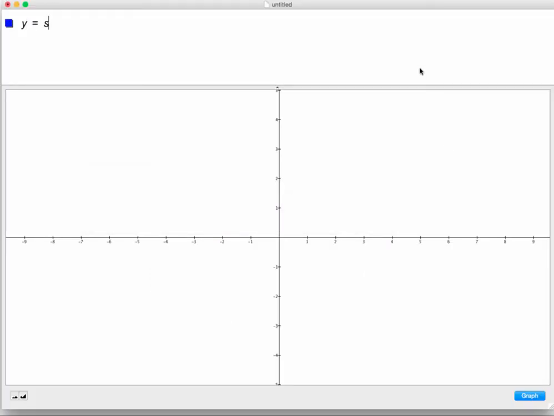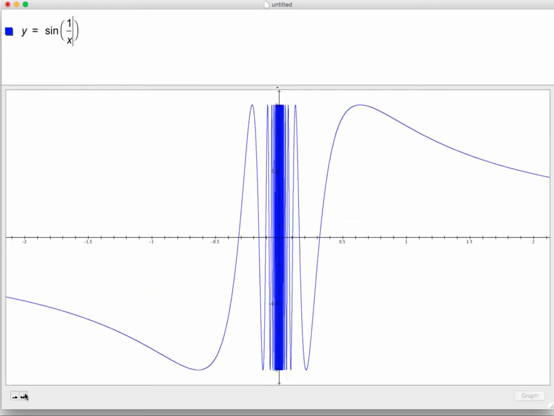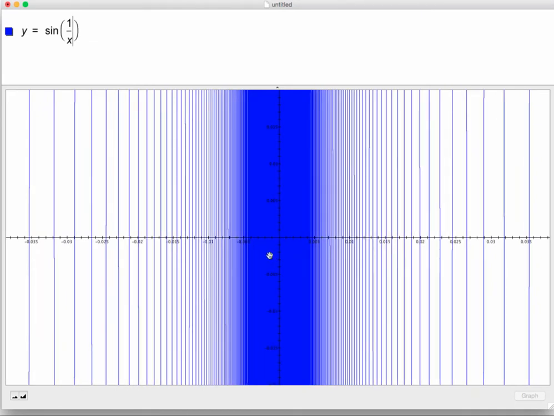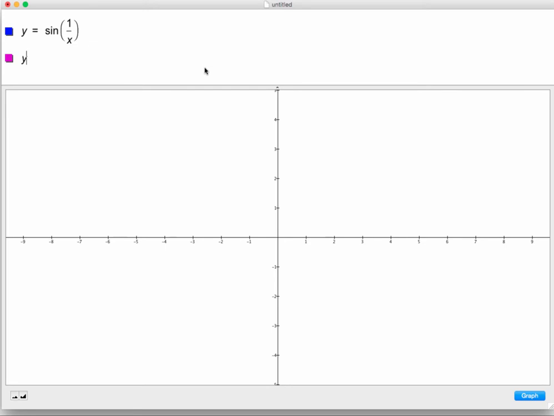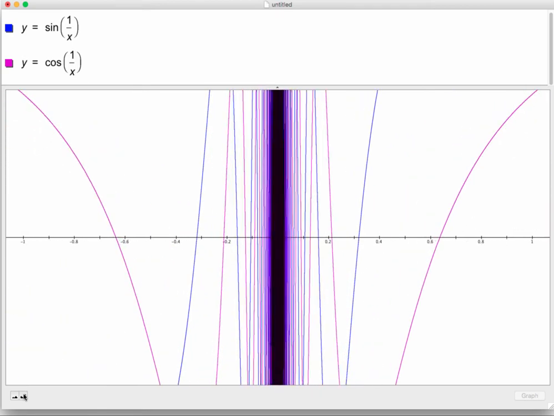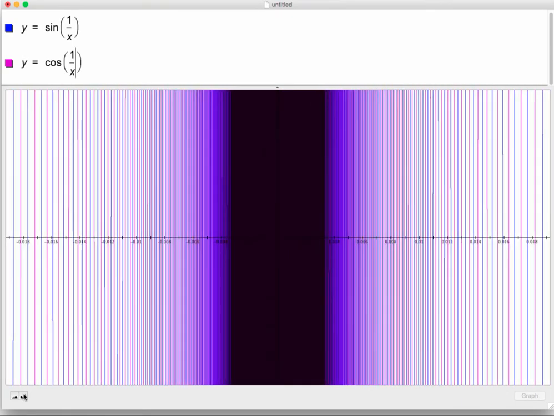So if we type in y equals sine of 1 over x, and if we zoom in, we see that there's not just one single height. In fact, this graph is so dense as we zoom in. If we take a look at another graph with an oscillating discontinuity, we can zoom in on both of them, and it gets a little bit mind-blowing, actually, how dense these graphs are, and kind of pretty.